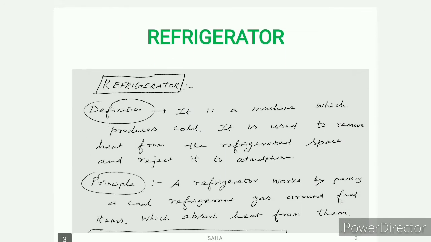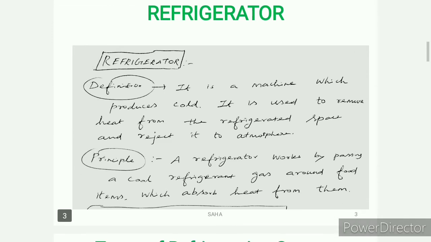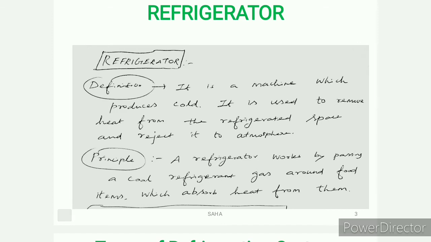So what is a refrigerator? The definition: it is a machine which produces cooling. It is used to remove heat from the refrigerated space and reject it to the atmosphere. The principle of the refrigerator: a refrigerator works by passing a cool refrigerant gas around food items, which absorbs heat from them. That is the principle of the refrigerator.